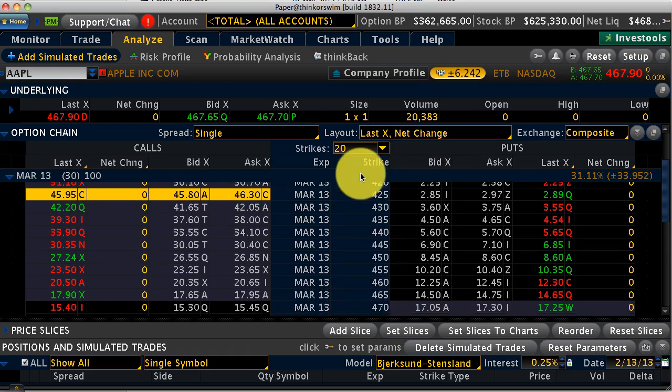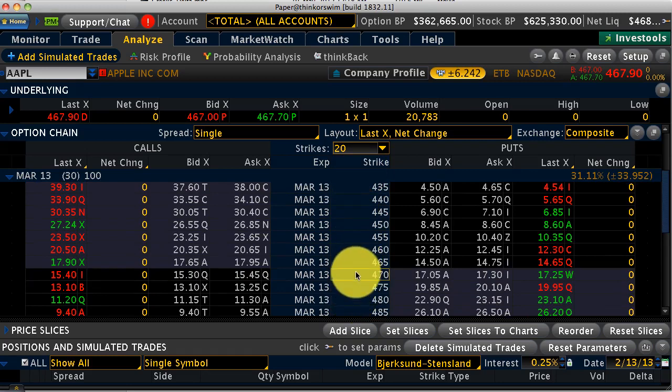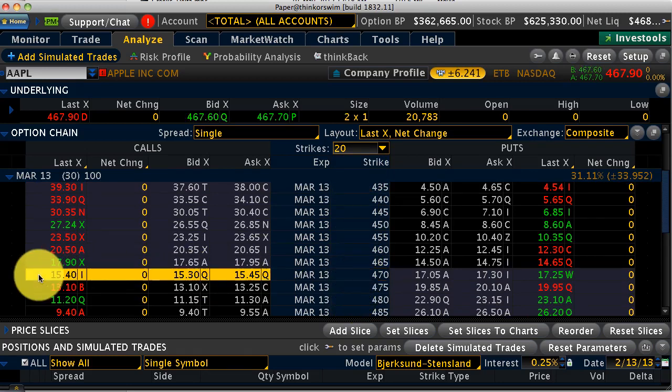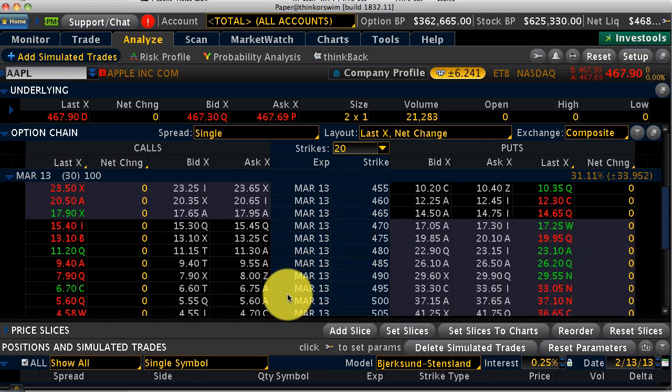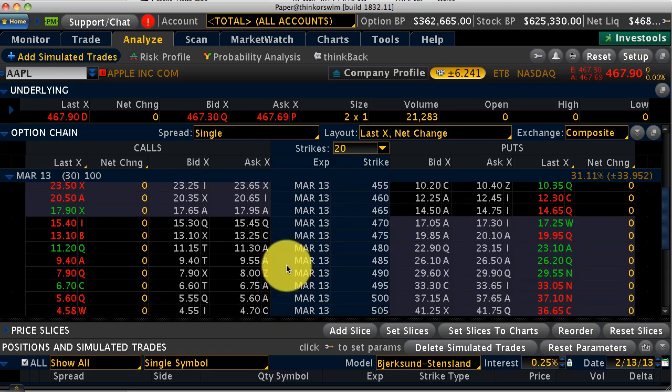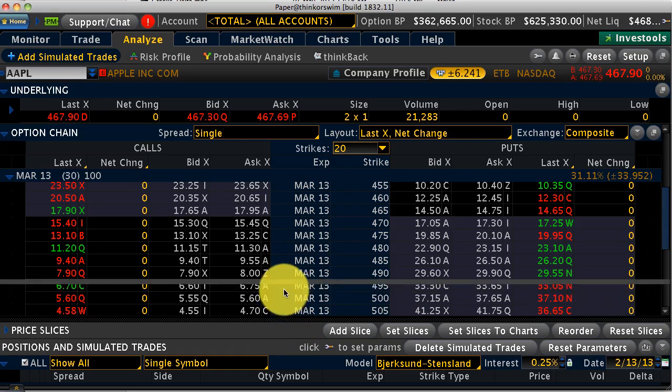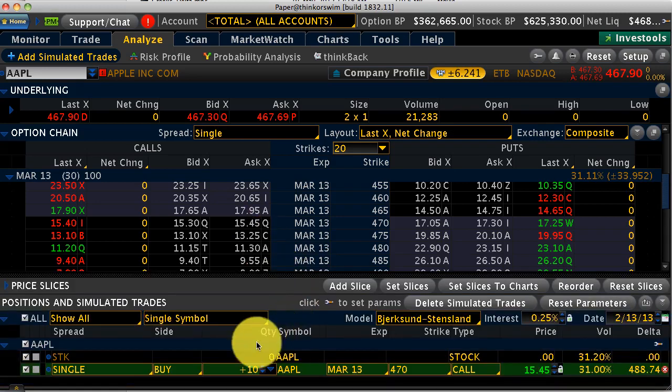And so the first thing I'm going to do is look at the at the money options. So we know that it's going for about $15.40. So if we wanted to buy 10 contracts of this option, we click on the ask price and the platform will automatically put up an order screen for you. Here we are looking at a single option. It's a single option because it's not a spread. It doesn't involve more than one option.